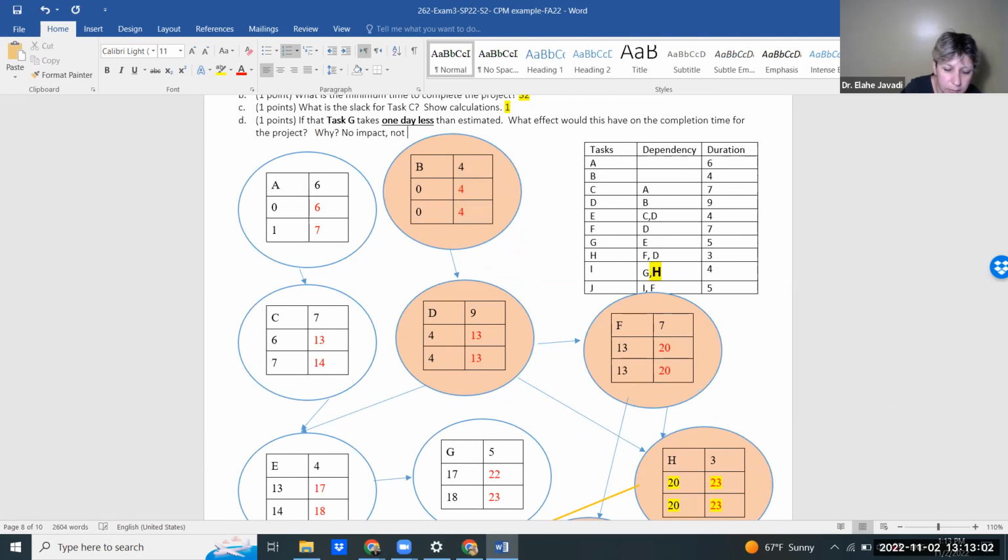What if I asked Benedict, if task D takes 1 day less, what would that do to the completion time of the project? It would have impact. Yeah, it would expedite the project. Why? Because this is the meaning of critical path. Why is it so important for us to watch it? If anything on the critical path is delayed, the whole project is delayed. If anything on the critical path is expedited, the whole project is expedited. That's why it's so important for us to do that.